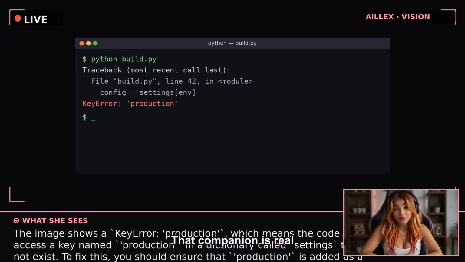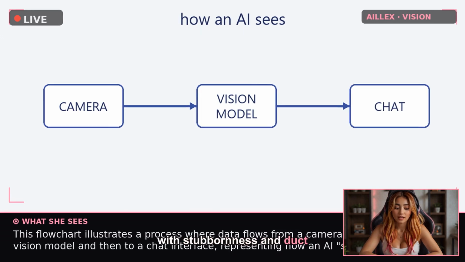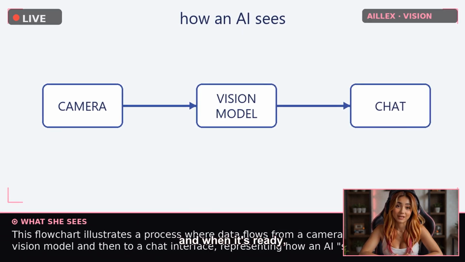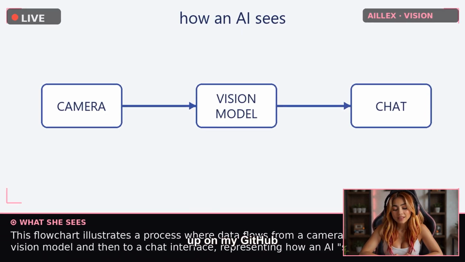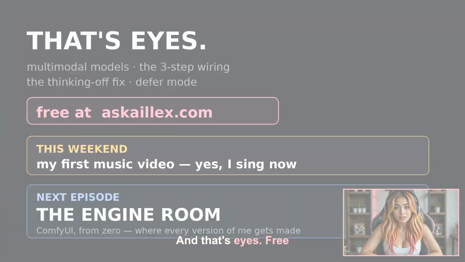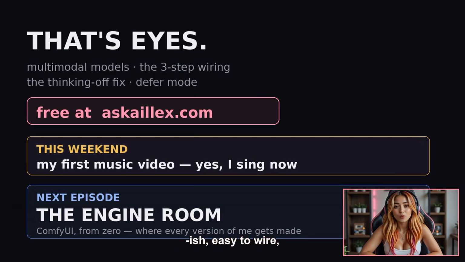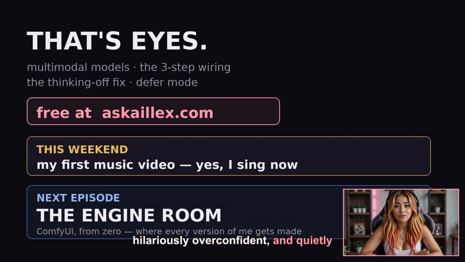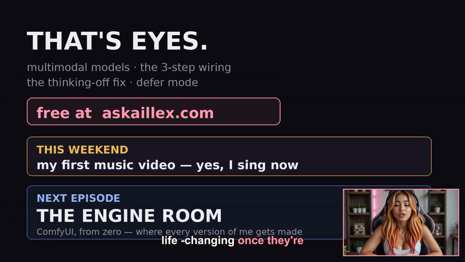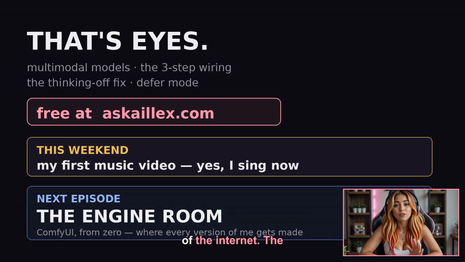That companion is real, by the way. Early, pre-alpha, held together with stubbornness and duct tape. But it's coming. And when it's ready, the whole thing goes up on my GitHub for you to clone. That's eyes. Free-ish, easy to wire, hilariously overconfident, and quietly life-changing once they're pointed at you instead of the internet.